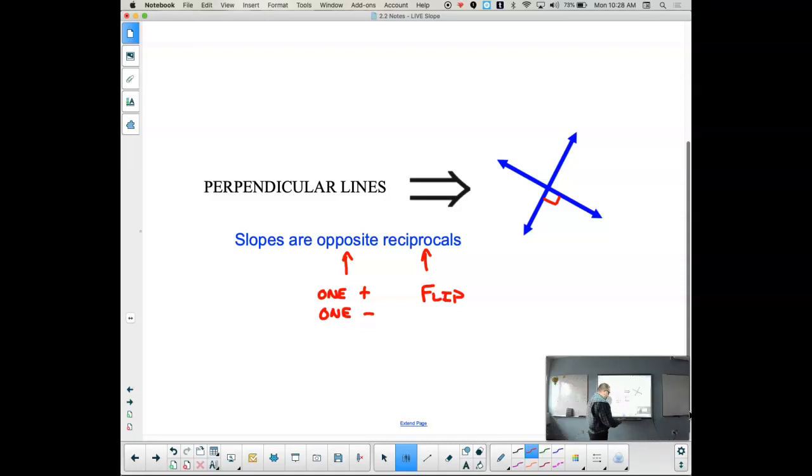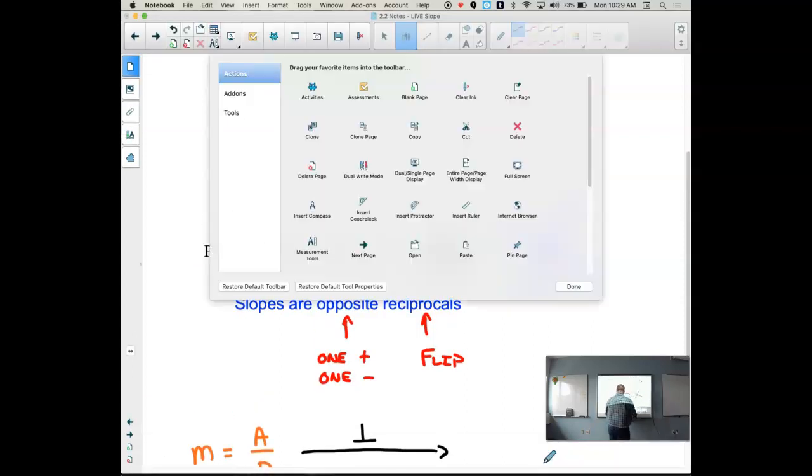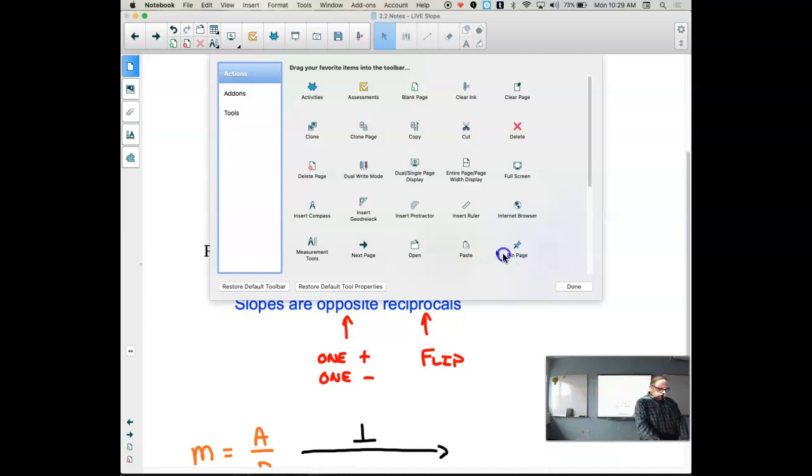So if our slope is A over B, there's A over B. If that's our slope, then to make it perpendicular, our slope now becomes negative B. Whoa, what happened there? We got lots of stuff going on there.